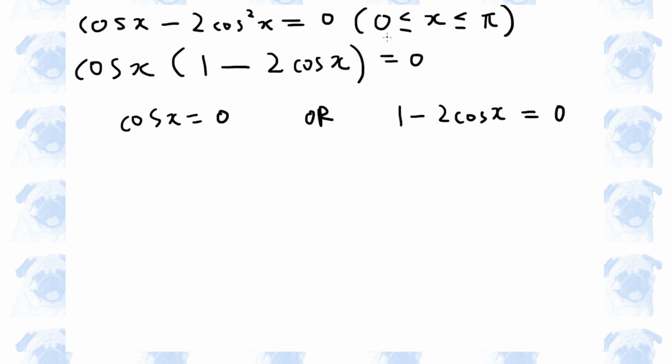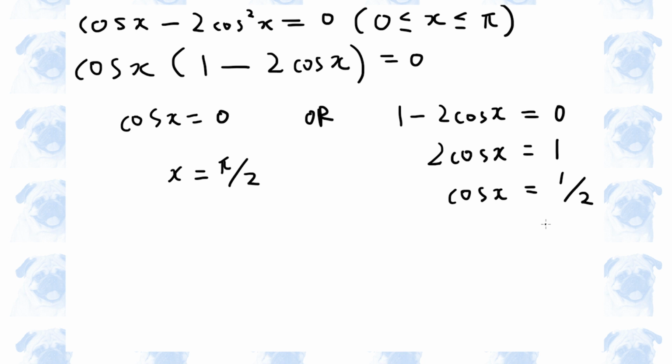If the angle is between 0 and pi, cosine x becomes 0 when x is pi over 2, or 90 degrees. Next, let's transform the second equation. Cosine x is equal to 1/2 when x is equal to pi over 3, or 60 degrees. Therefore, x is equal to pi over 3, or pi over 2.